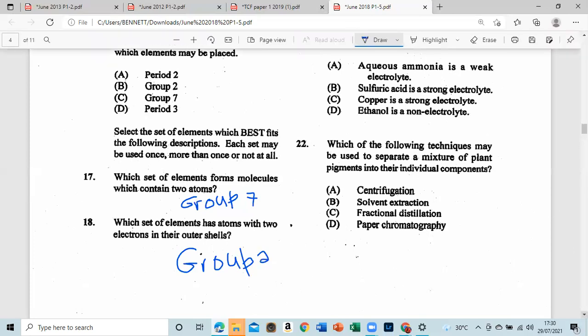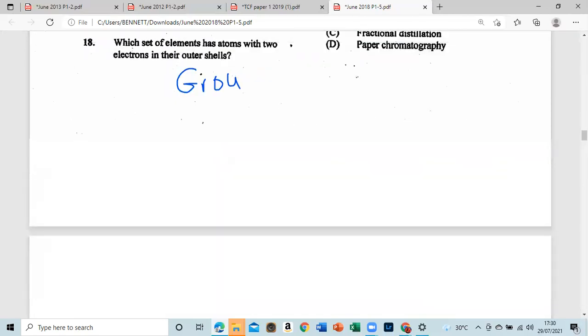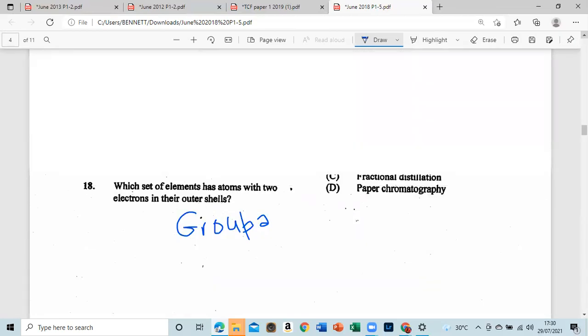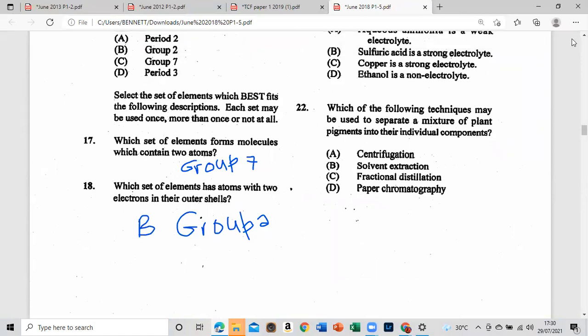Let's move on to 19. Oh, the letter is B. This one first is B. So that's B. All right, so let's move on to 19.